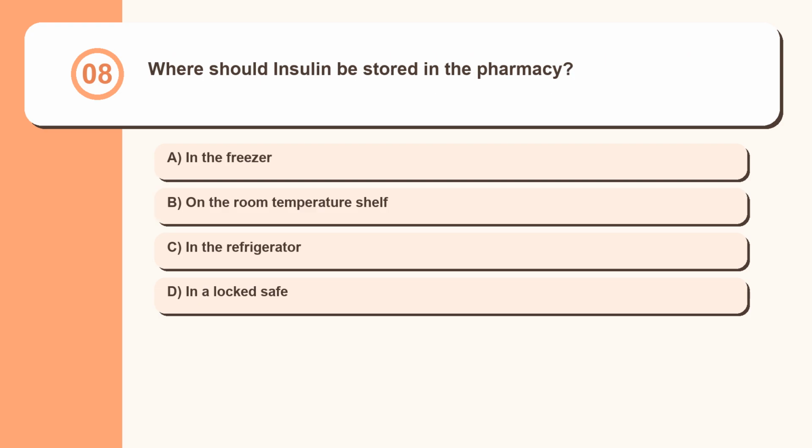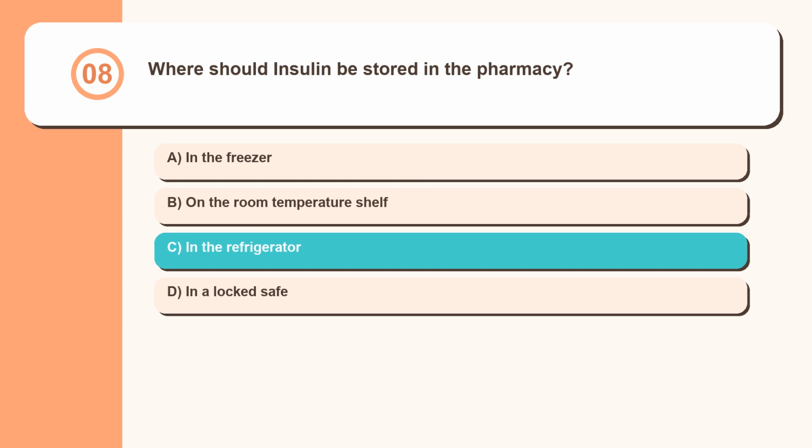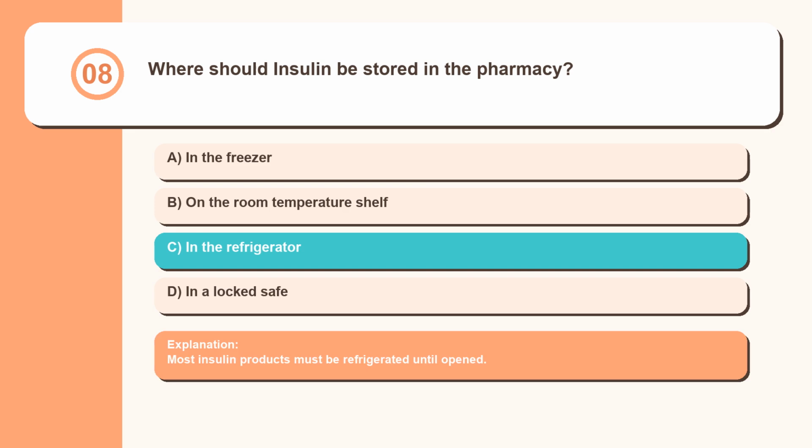Question 8. Where should insulin be stored in the pharmacy? In the freezer, on the room temperature shelf, in the refrigerator, in a locked safe. Most insulin products must be refrigerated until opened.